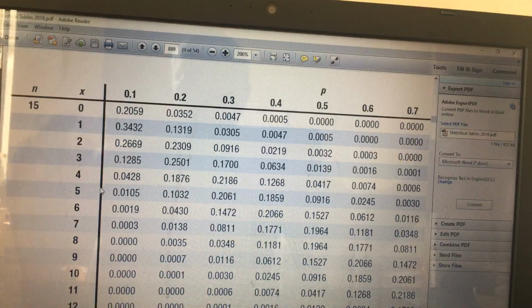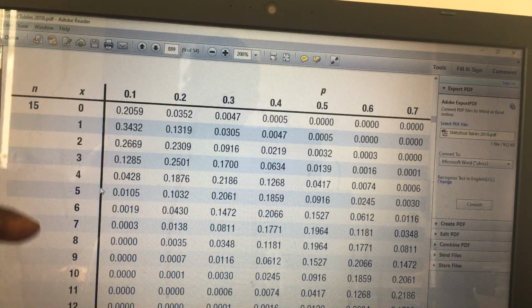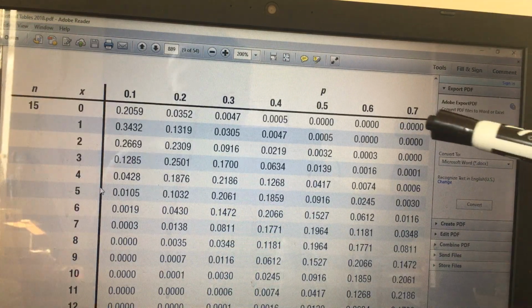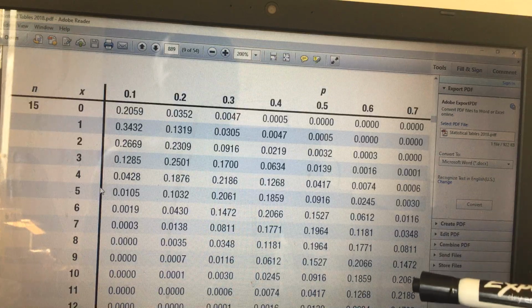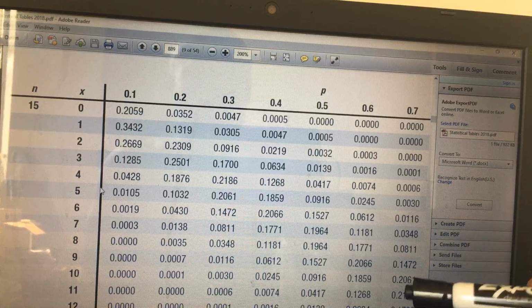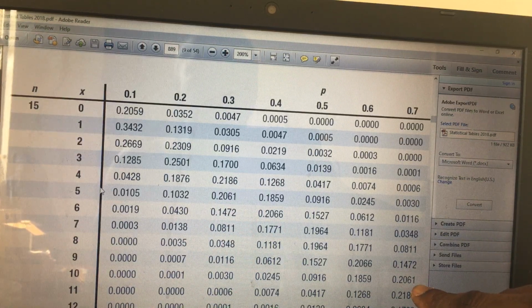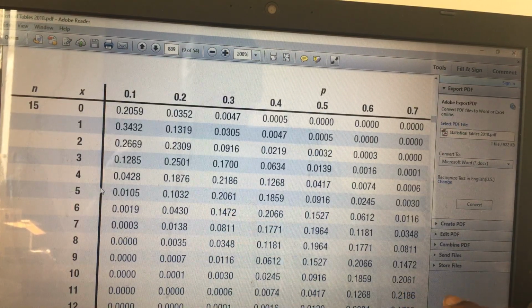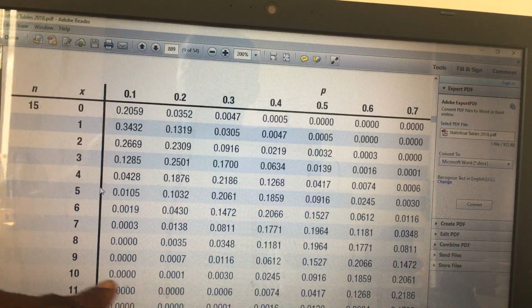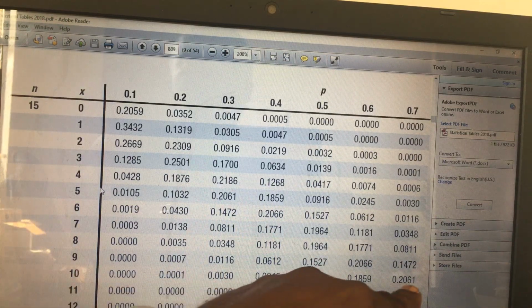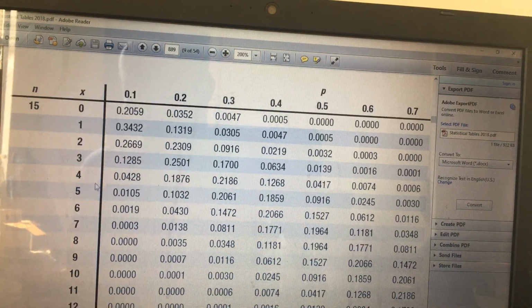Follow it all the way. See 15, 10, and 0.7. Follow it all the way to this place. See the answer right there. It's 0.2061. See? 0.2061. If you follow it all across, put 10. See? And that's the answer right there.